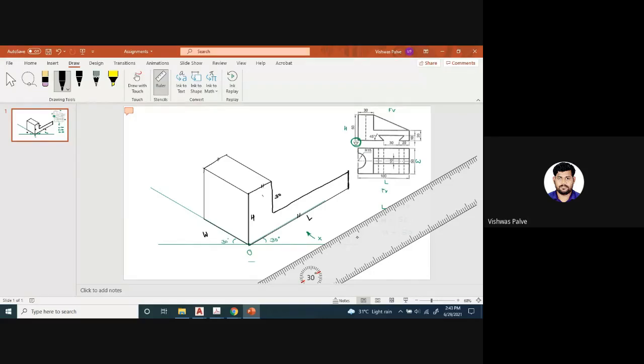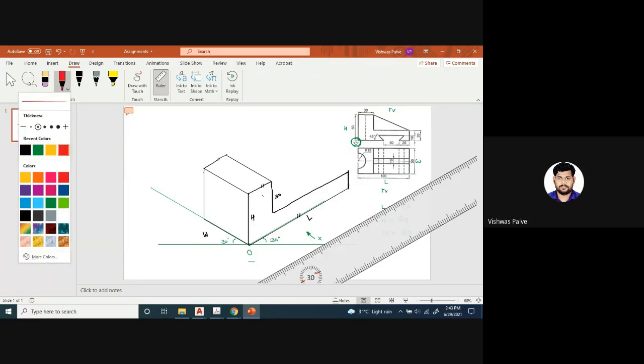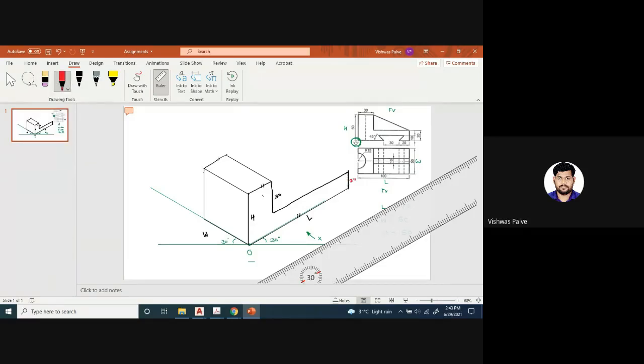Now you don't have to write the dimension. In isometric, you don't have to do dimensioning. Dimensioning which I am giving in the problem is just for your reference. You don't have to write that dimension. Okay, to make you understand, I am writing this dimension in red. Whichever I am writing, that is just for reference. Okay, you don't have to write that.